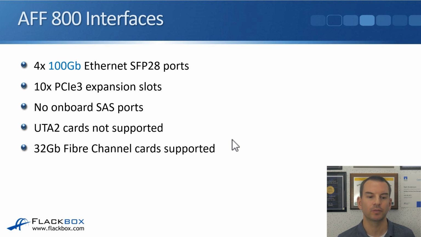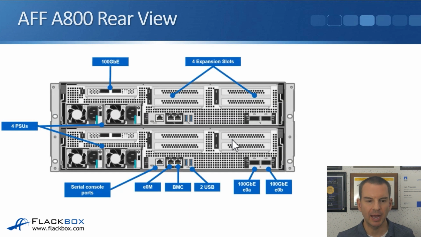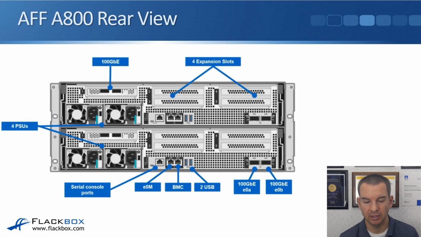Another difference is that 32 gigabit fiber channel is supported on the AFF A800. On the other models, it's 16 gigabit fiber channel. And looking at the back, you can see the chassis here. So as usual, we've got the controller at the top and a controller at the bottom. We've got those 100 gigabit Ethernet ports in there and the 4 expansion slots and our usual management ports on the back of the controller. The A800 is aimed at large enterprises.